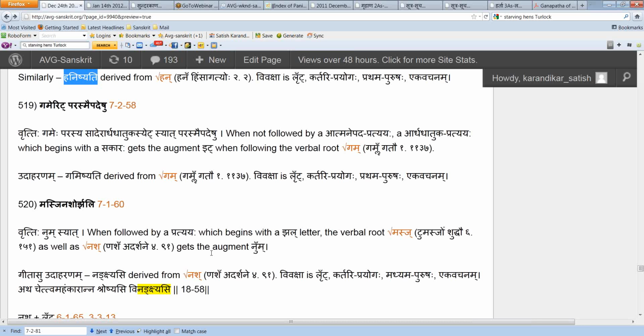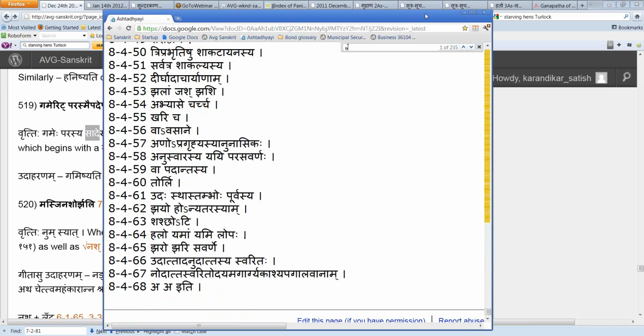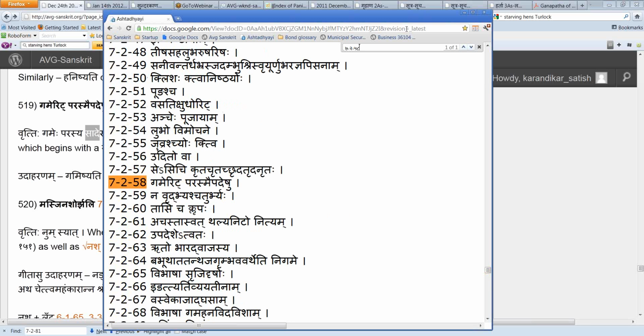For what? The same section of the pratyayas valadi and sanya of ardhadhatukam. Don't forget that. Valadi, valadi, valadi. And right up to 7.2.75 goes the topic of ardhadhatukasya. So we are right now at 7.2.58. Gamehe parasya, sadehe. But there's one important thing, that is sadehe, sakaradehe. It is for a pratyaya which is sakaradi, so it is not the sya pratyaya specifically. Any sakaradi pratyaya, not only sya. It's because the anuvritti of se comes from the prior sutram, sakaradipratyayaha. So Gamerit Parasmaipadeshu, with the anuvritti of se coming down.